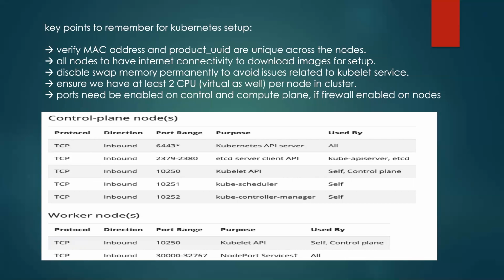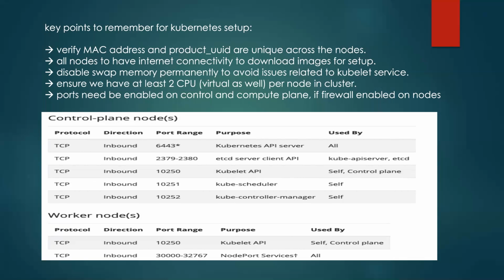And as you know, we have to consider the firewall. If the firewall is there, then you have to allow a few ports for your Kubernetes cluster to be up and running. Those ports are shown in the slide. You can see the control plane nodes and the worker nodes, which are the compute plane. The ports are 6443, 2379, 2380, 10250, 10251, and 10252. 6443 is for the Kubernetes API server. The etcd server and client API use 2379 and 2380. 10250 is the kubelet API, 10251 is for the scheduler, and 10252 is for the controller manager.